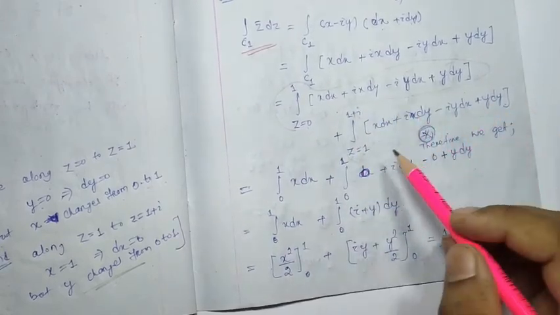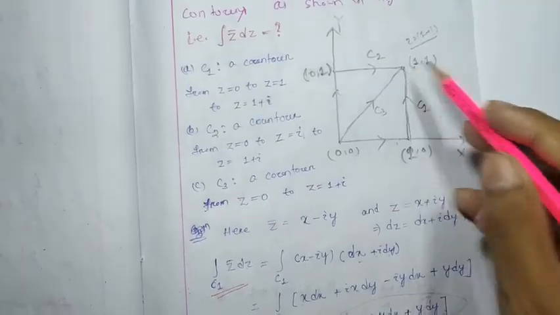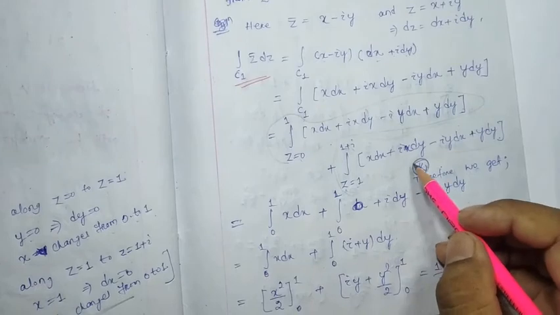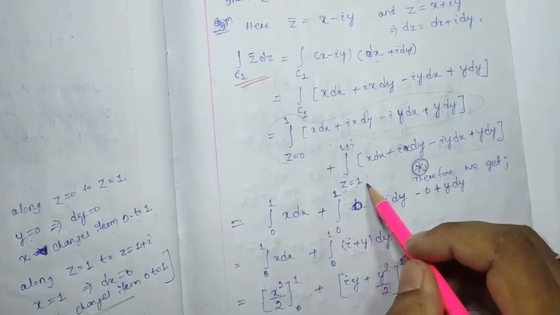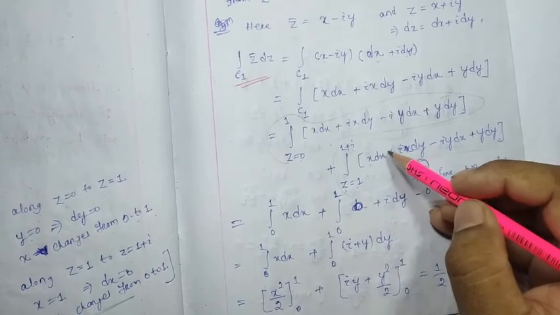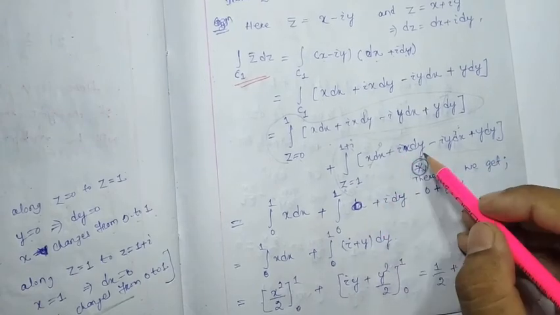This one means z equal to 1 to z equal to 1 plus i. Along that path, dy changes, however x is constant, so hence dx equal to 0. Wherever dx is there, this term will be 0.